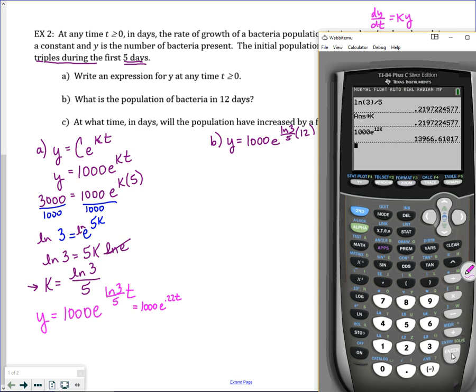Now notice, y'all, if it doesn't say round, even though you think, well, can you have part of a bacteria? If they don't tell you to round to the nearest whole, then don't do it. And I just want to show you the difference. If I use 0.22 and use that rounded value, e to the 0.22 times 12, look how different my answer is. So that's the importance of not using a rounded value.